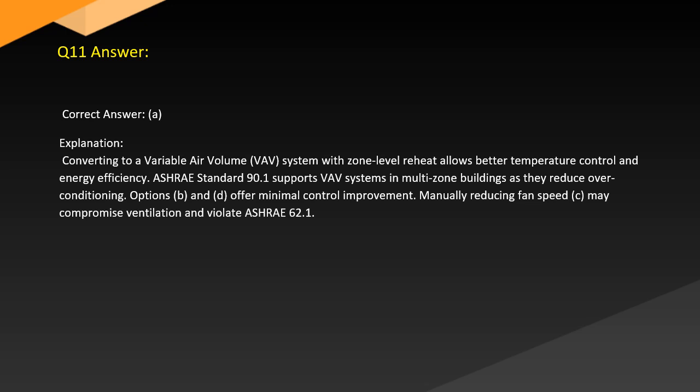Answer. Correct answer: A. Explanation. Converting to a variable air volume (VAV) system with zone-level reheat allows better temperature control and energy efficiency. ASHRAE Standard 90.1 supports VAV systems in multi-zone buildings as they reduce overconditioning. Options B and D offer minimal control improvement. Manually reducing fan speed (C) may compromise ventilation and violate ASHRAE 62.1.